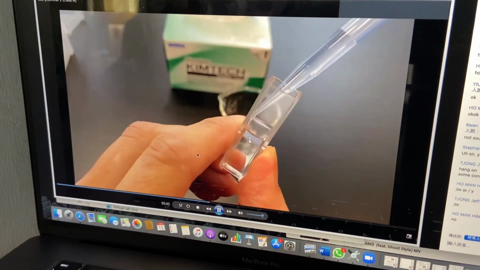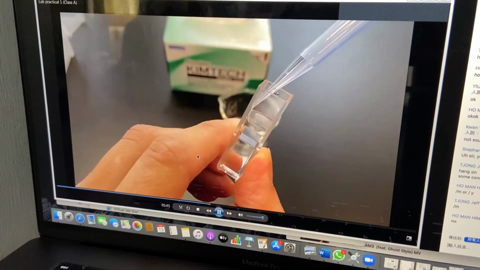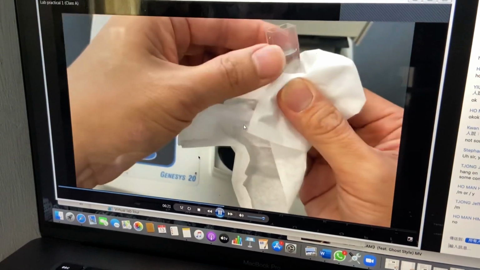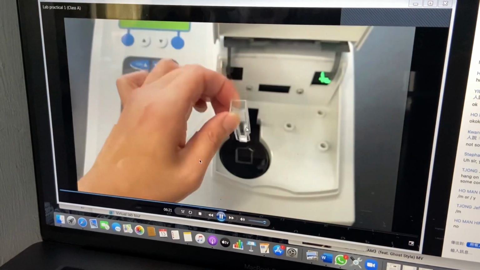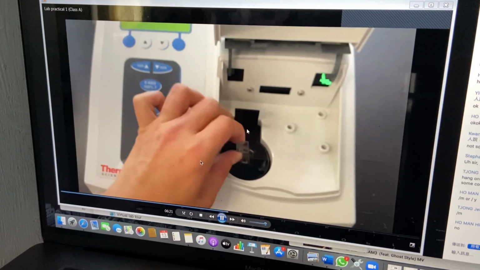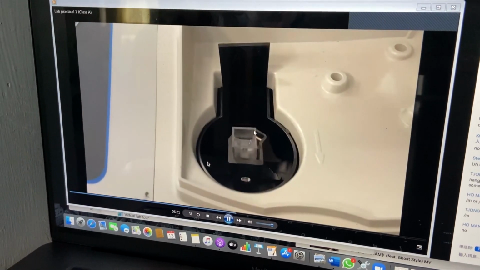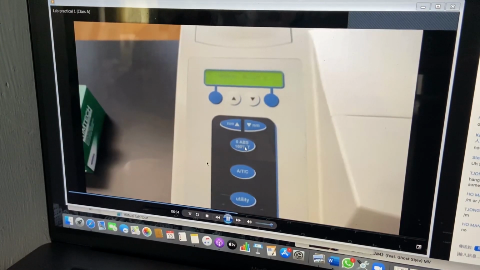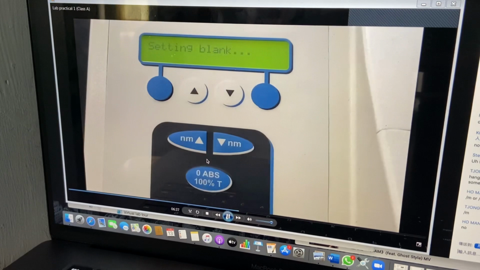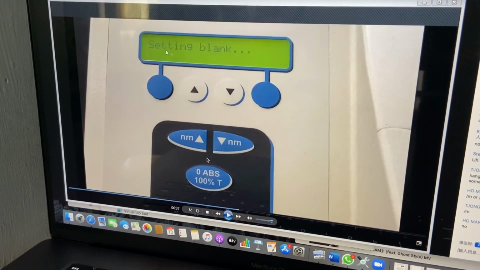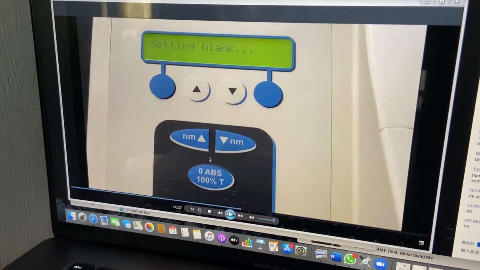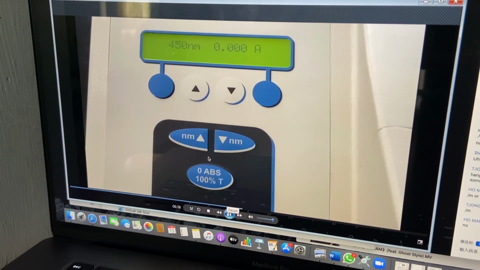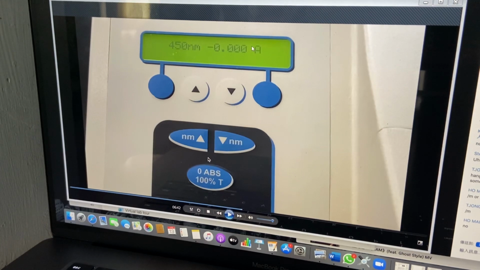This is a blank, this is a solvent, which is water, and then you put it on the spectrophotometer. And then you close the lid. So this is 0. I need to zero it. So this is the blank. Setting the blank. That's it. So this is 0. I need to zero it. So 0 is the blank solution.